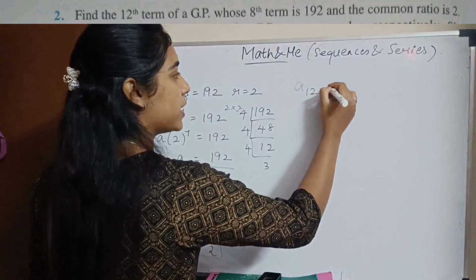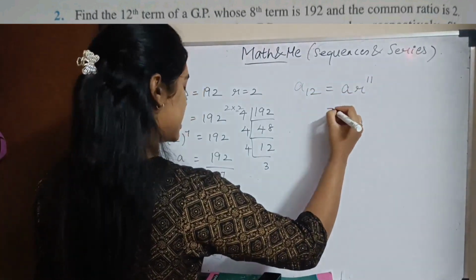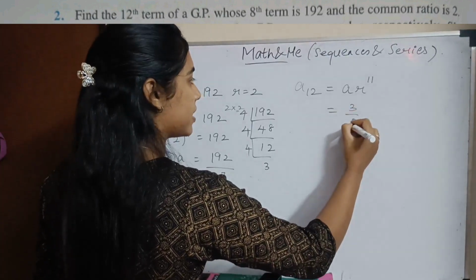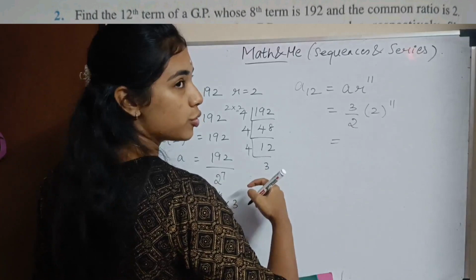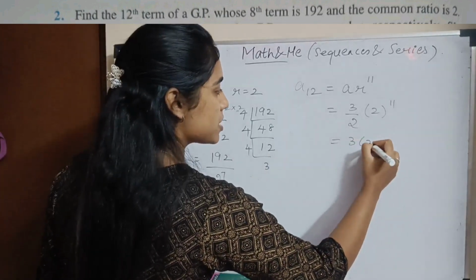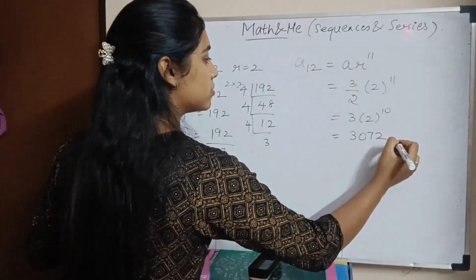So what is my A12? AR to the n minus 1, which is 11. So it is 3 divided by 2 times 2 to the power 11. One 2 cancels, so I have 3 times 2 to the power 10. Solve this, you get 3072. Okay.